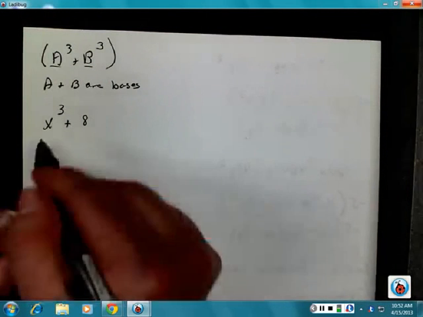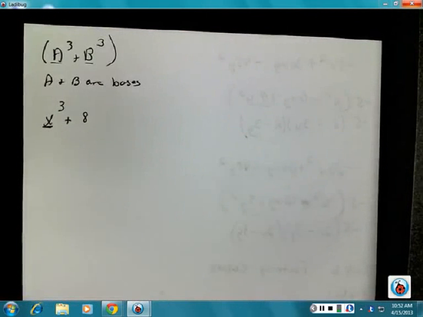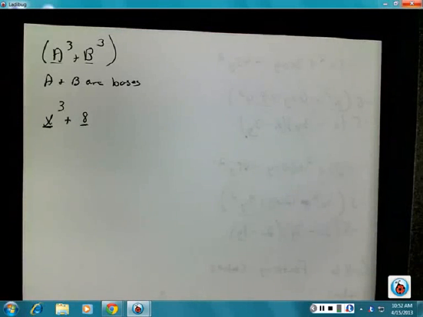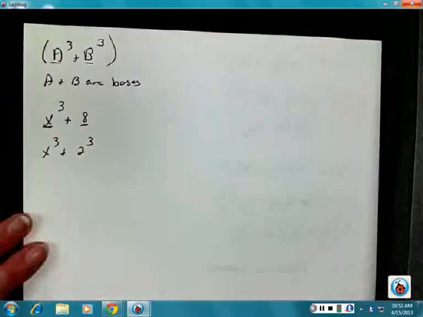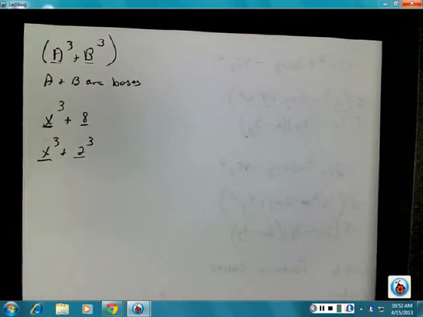So if I go to my example down here, x is already a base because it's just x. But 8 is not a base yet, because 8's made up of what? If I wanted its cubed value, what gets cubed to give me 8? 2. So x cubed plus 2 cubed. Now I have bases because I've got my bottom values that everything is cubed to. So my bottom values are there.